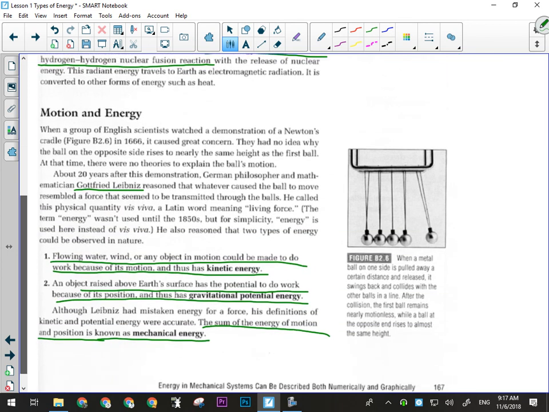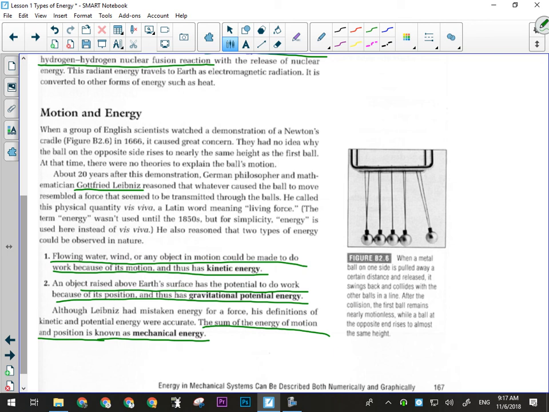Then we have motion and energy. So we have kinetic and potential energy. Anything that has to do with motion and energy is mechanical energy. Mechanical energy results from either the elastic nature of something, the position of something above the ground and its potential to fall, or its actual direct movement. Those are essentially the parts of mechanical energy.